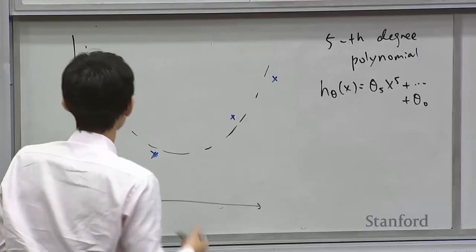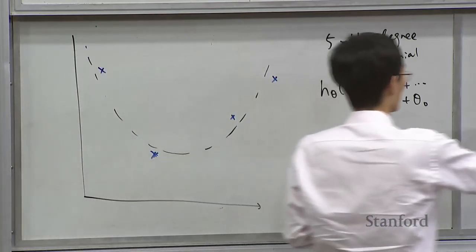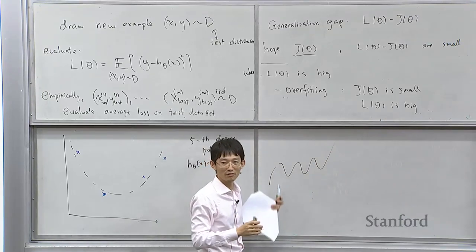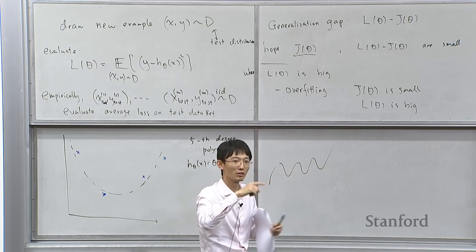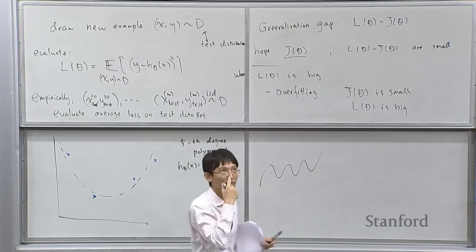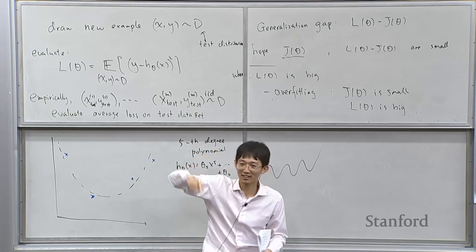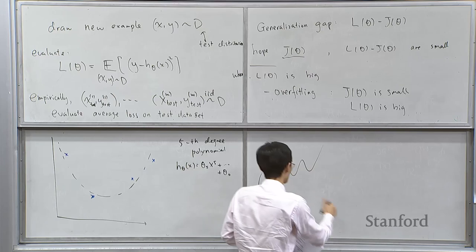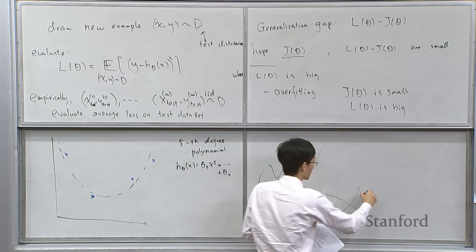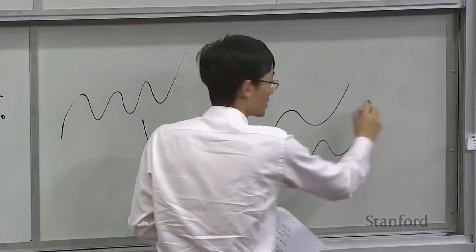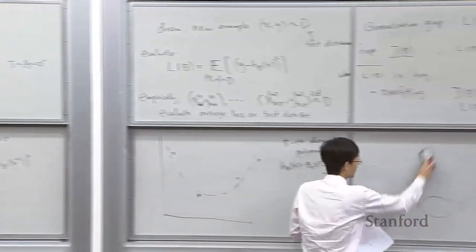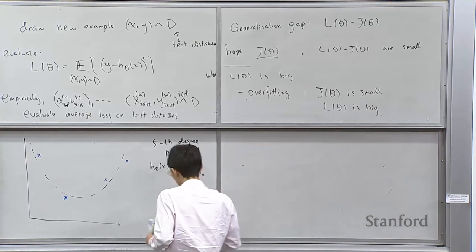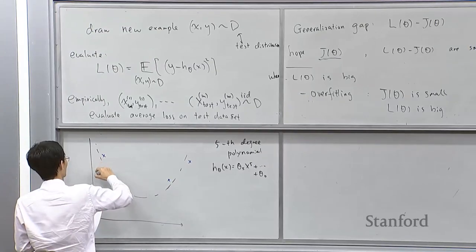If you fit a fifth degree polynomial, it can go up and down several times. Technically, a fifth degree polynomial can have four local maxima or minima, something like that. The higher the degree, the more times you can go up and down. A quadratic can only do this, a cubic can do this, and a fourth degree polynomial can do something like this. The exact details don't matter. The point is that high degree polynomials are more flexible. If you fit the polynomial to the data, you get something pretty flexible, something like this.